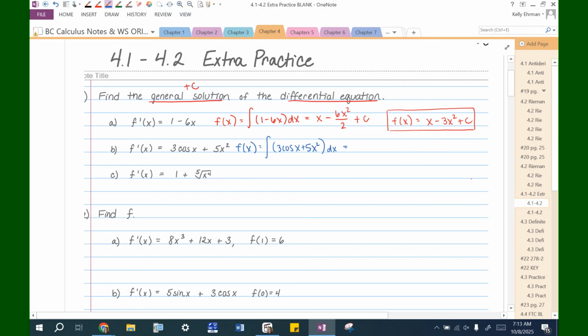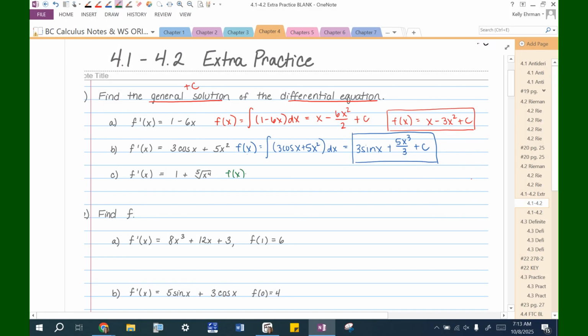All right, the integral of cosine is sine, so 3 sine x. Integral of 5x squared will be plus 5x to the third over 3 plus c. Since this doesn't simplify, I'm not going to rewrite it just to put an f of x in front. I already have that over here.